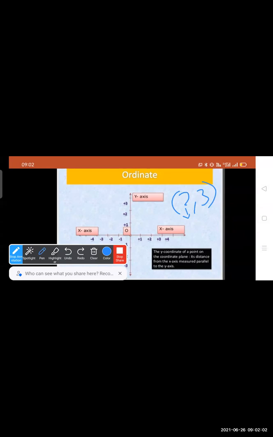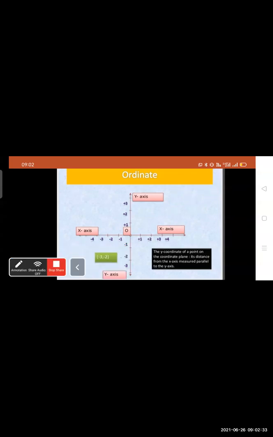So 2 is the x coordinate and 3 is the y coordinate. The x coordinate is called the abscissa, so the abscissa value is 2, and y is called the ordinate, so the ordinate is 3. Okay, clear? Again, -3, -1. Which one is the abscissa? -3 is the abscissa and -1 is the ordinate. In this way, we write the ordinates and the abscissa.